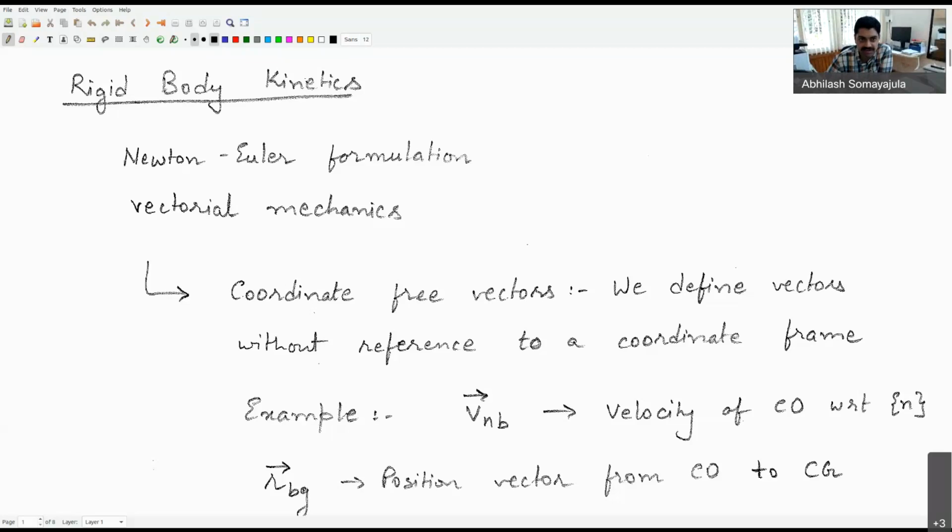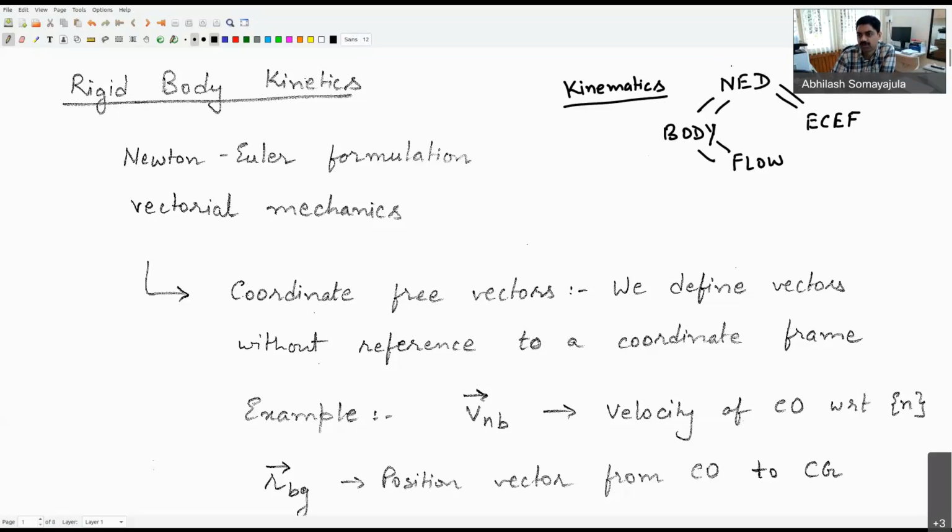So today we are going to get started with what we call rigid body kinetics. Up till last class, what we were looking at was what we called kinematics, which means we were looking at the relationships or transformations between the different frames, and we were primarily interested in the NED, ECEF, and the body frame and the flow frame, and how we interchange between these.